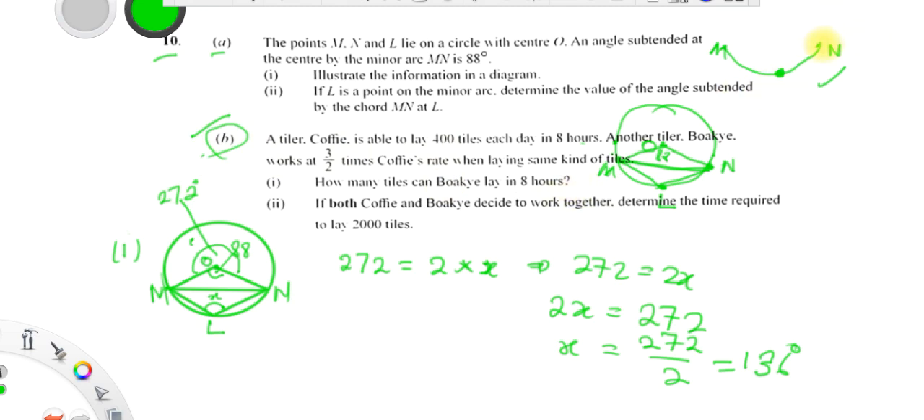Let us move on. We are going to consider another question, another question on circle theorem. We have another one, the theory, two questions in the theory. We look at that one in the next video. Let's look at the second one.